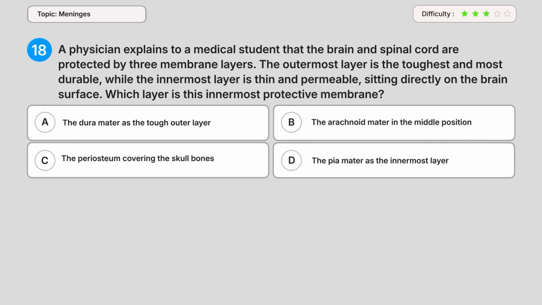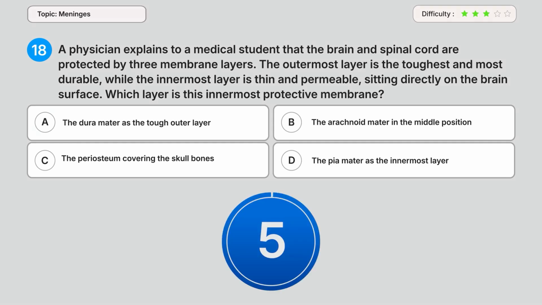A. The dura mater as the tough outer layer. B. The arachnoid mater in the middle position. C. The periosteum covering the skull bones. D. The pia mater as the innermost layer. Do you know the answer?